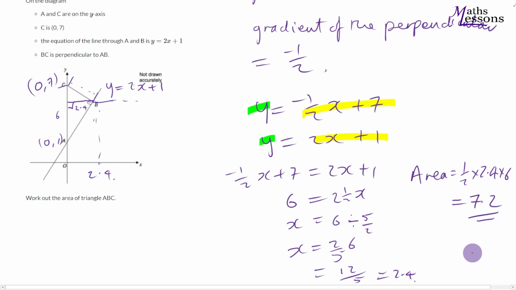So therefore my area will equal a half times 2.4 times 6, and that comes out to be 7.2. And if you don't spot it, you could still find this length here by doing that distance squared plus that difference squared, square rooted. Similarly, that length there, but it's just the longer way of doing it. If you spot that you've got that perpendicular height and that base, you can just use those to work out your area.